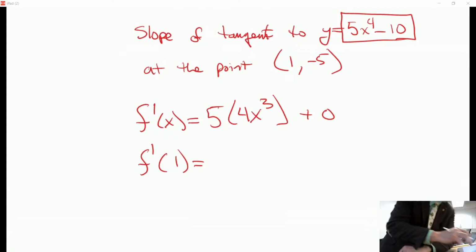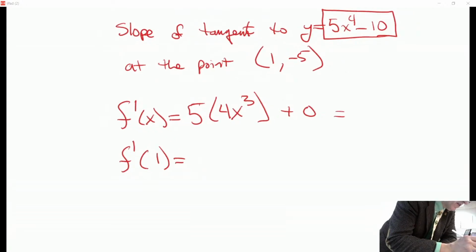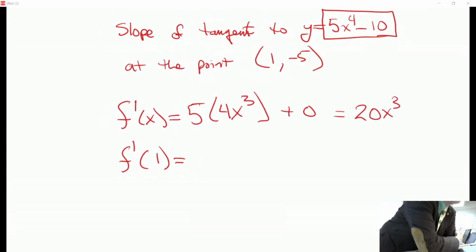So hopefully everyone got this. 20, I think it is. 5 times 4 is 20, so that's 20x cubed. Does that look all right? No complaints? All right, now we have to find the slope. You plug in the x value. So remember, this is an x, this is a y value. We want the x value. So we're going to plug in the number 1.